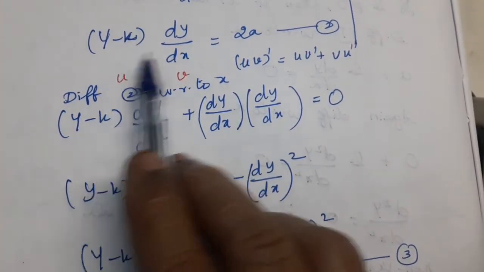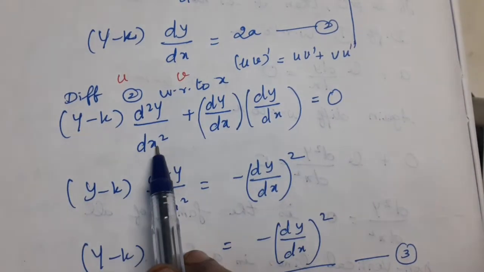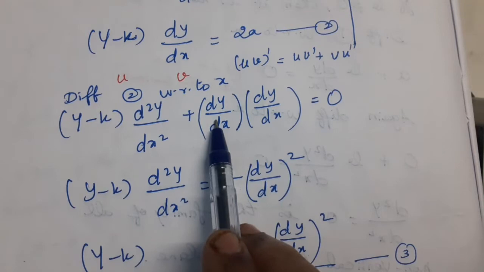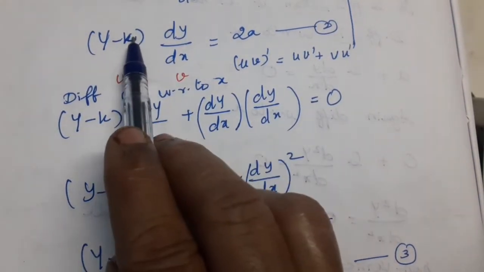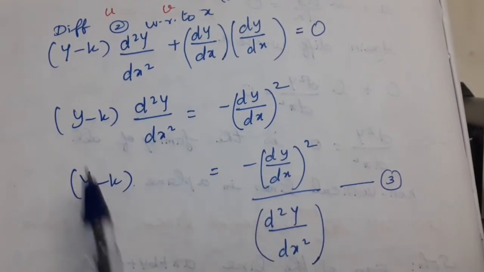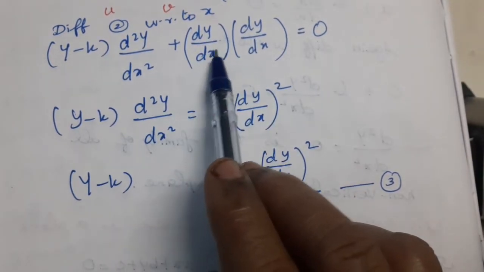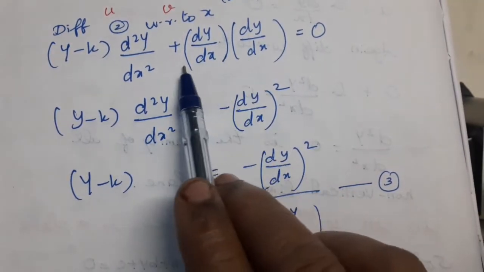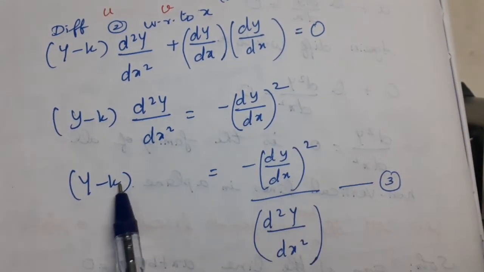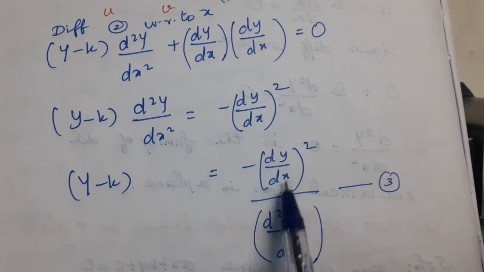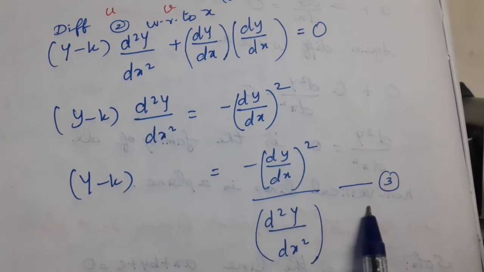Apply the product rule, u into v dash plus v into u dash. Y minus k into d square y by dx square plus dy by dx into dy by dx, since y is differentiated to become dy by dx and k is a constant so it becomes 0. Now y minus k into d square y by dx square equal to minus dy by dx into dy by dx, that is dy by dx the whole square, when taken to the right hand side. Then y minus k equals minus of dy by dx the whole square divided by d square y by dx square. Keep this as equation 3.